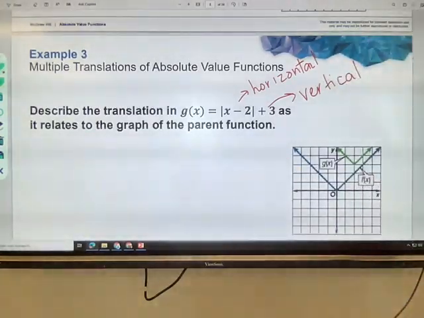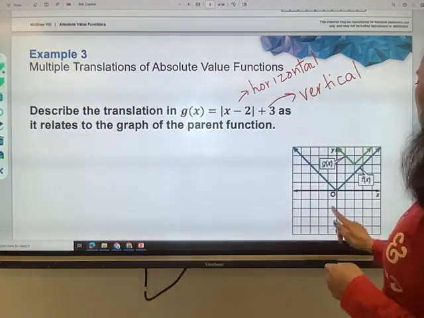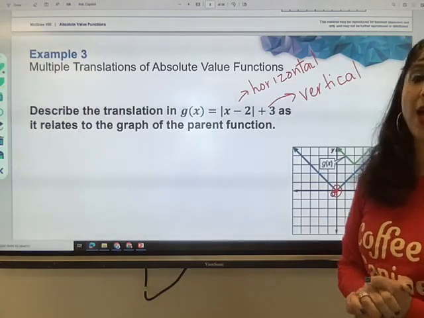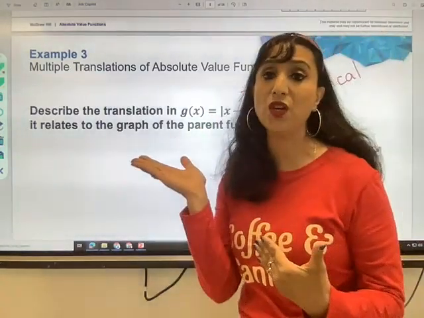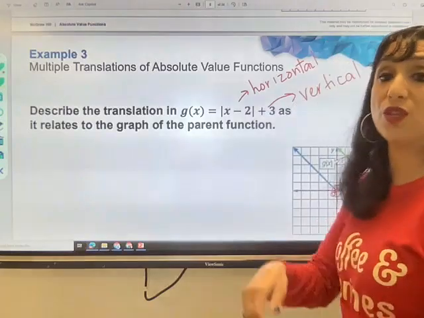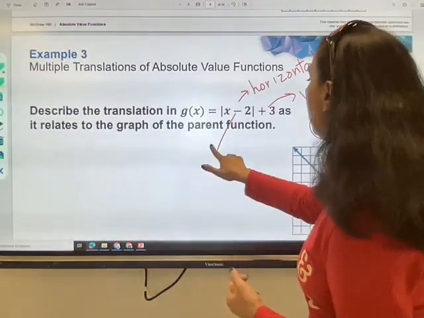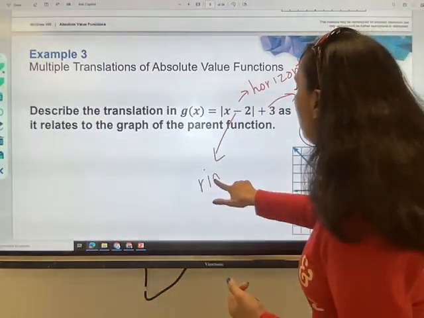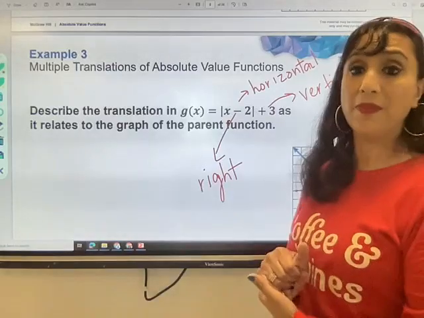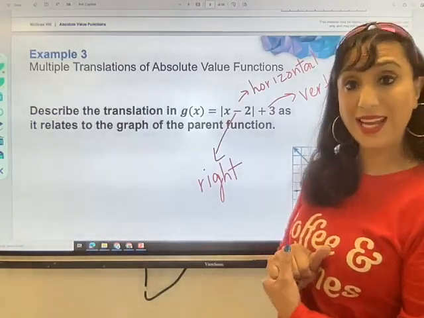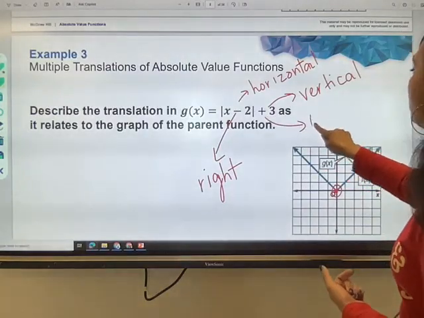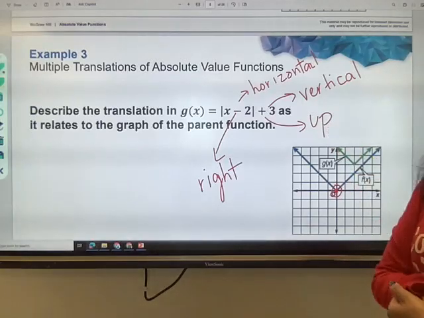So when I say the parent function, we know this is 0, 0. Here's my vertex. And if it's saying x minus 2, what's the opposite of minus? That means we are going to move to the right. So I'm shifting to the right, and that is why that is a horizontal translation. And then it's saying plus 3, so I am going to move up 3 from there.